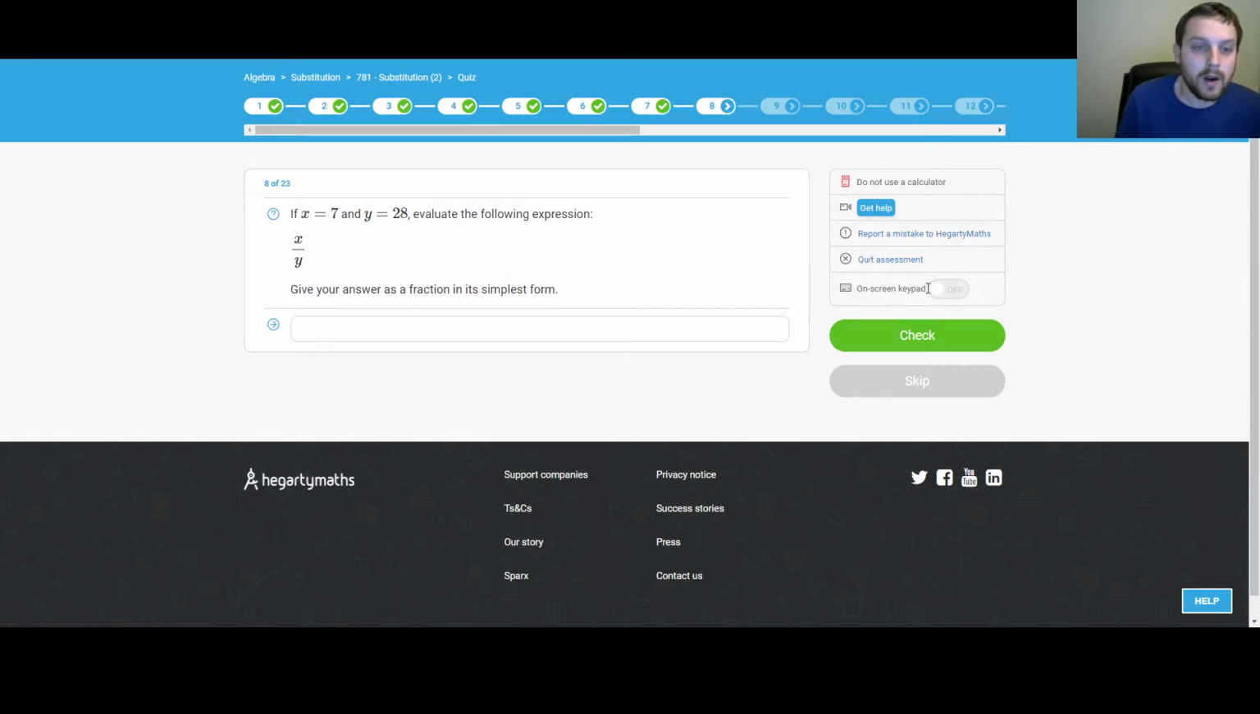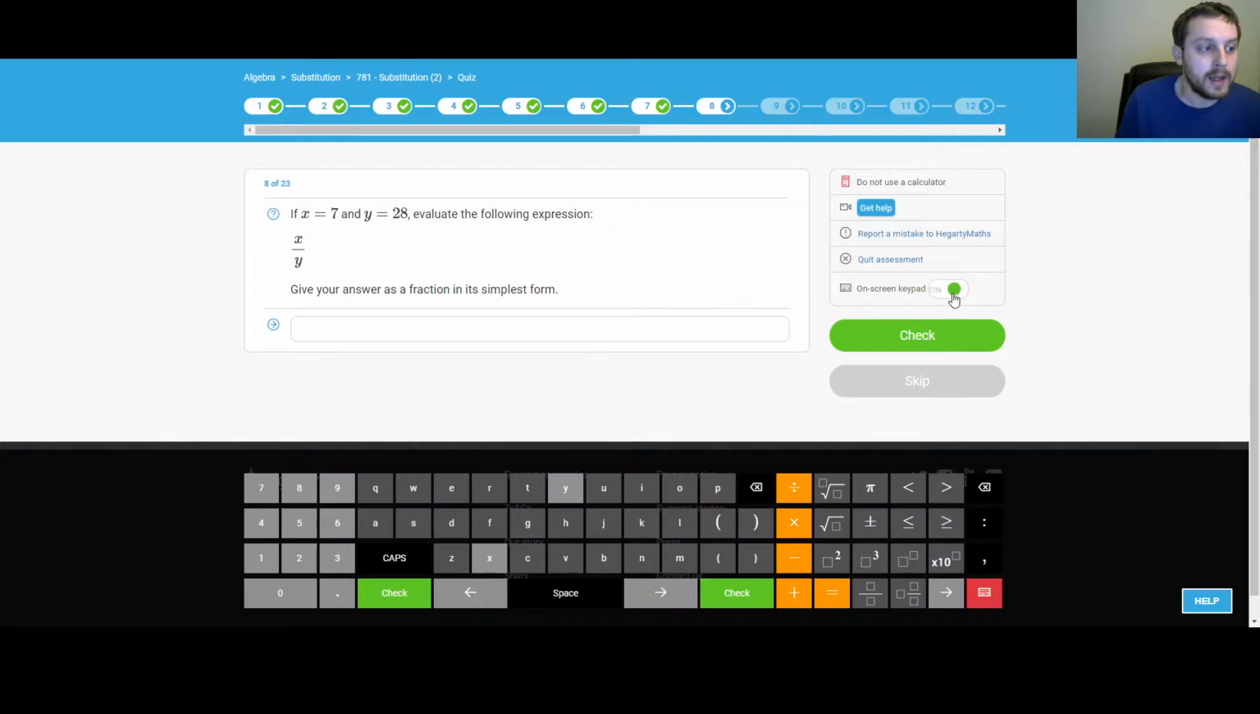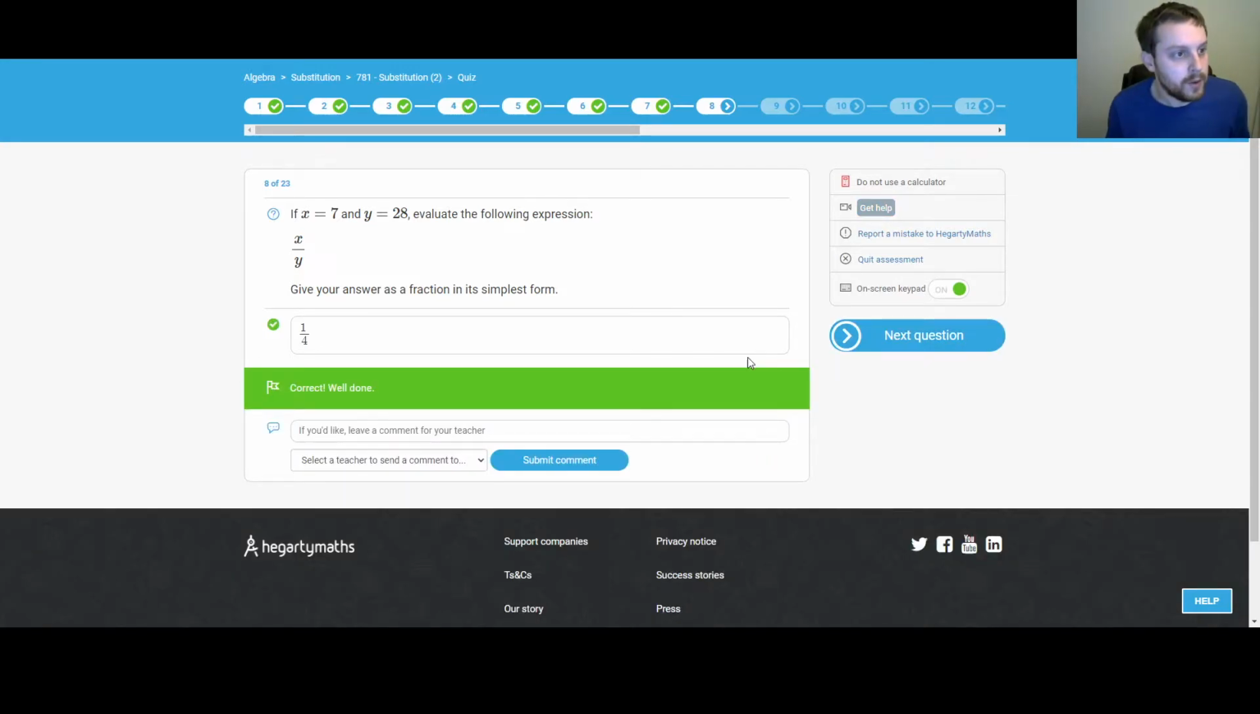You can click on screen keypad, so click that. You can click on the fraction button, which is here, and you can put a 1 on the top and a 4 on the bottom, and that should give you the right answer.